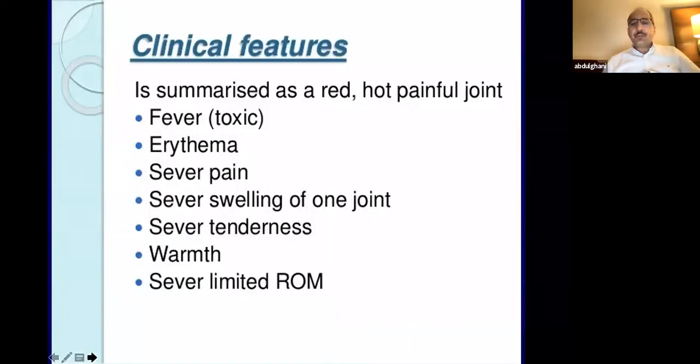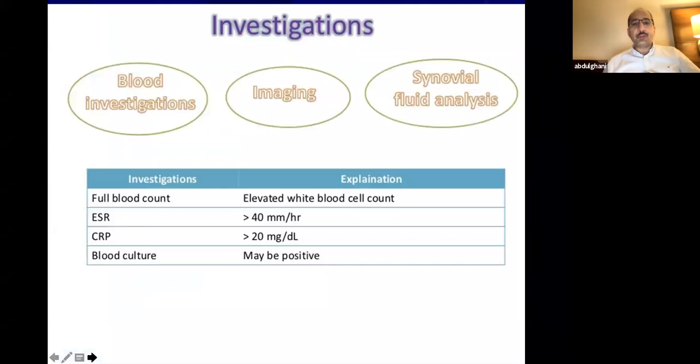In summary, in the clinical examination or history, there will be a red, hot, painful joint with fever, erythema, severe pain, severe marked swelling of the joint, severe tenderness, local rise of temperature, and of course, severely limited painful range of motion. So once history and examination is done, the next in line to establish diagnosis is, of course, the investigation.